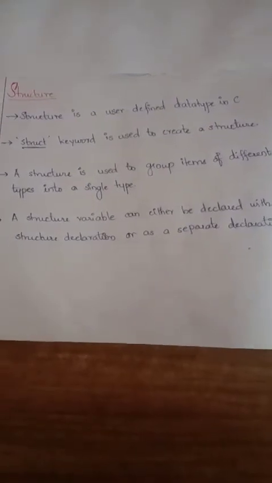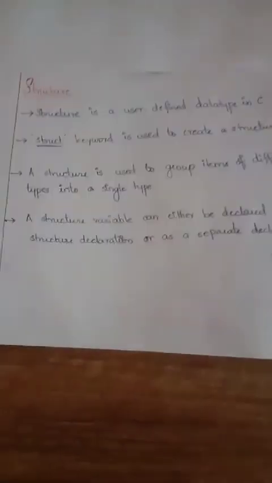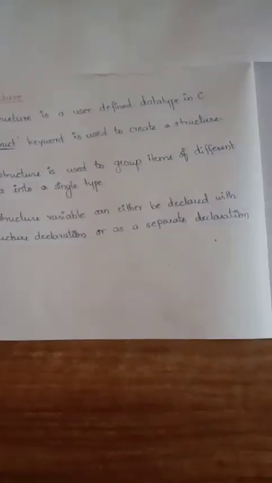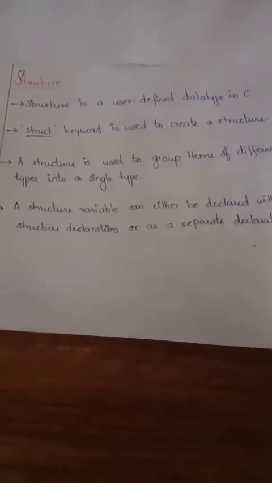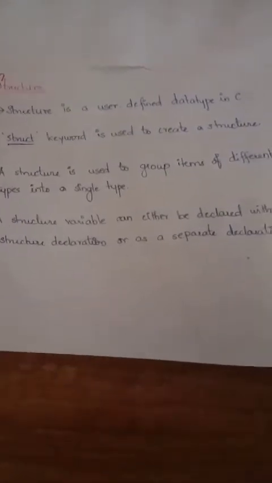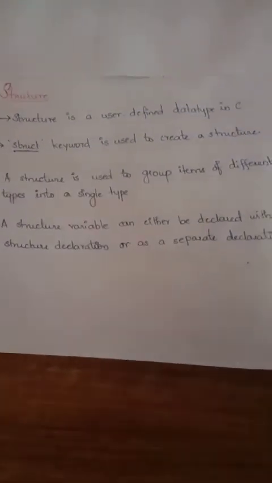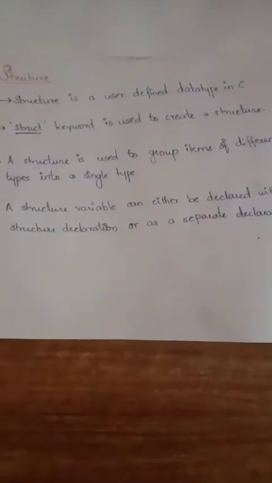Hi students, today we are going to learn a new topic, that is structures. We've already learned what an array is. We have learned that an array is a collection of similar kind of data, whereas a structure is a collection of dissimilar data. You can have different types of data in a structure. So let's see what a structure is.